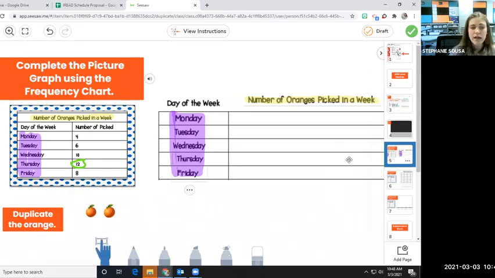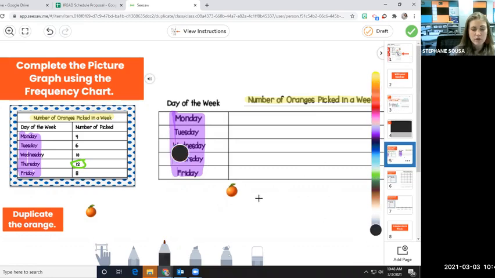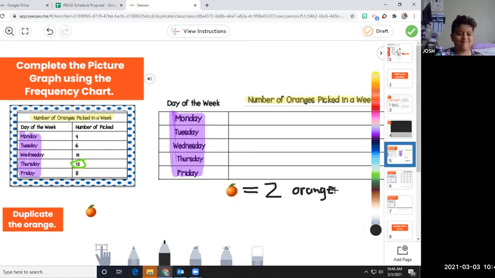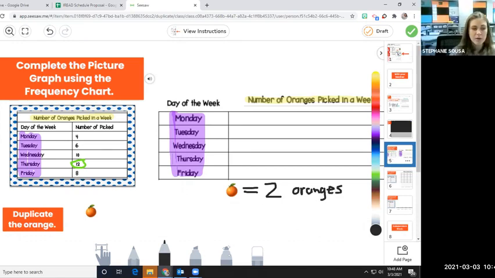So let's create our scale. Drag one of these oranges, please, and we've got to tell our graph reader how many this orange is worth. So this orange is worth 2 purple unicorns flying through space. 2 what, Josh? Oranges. That's why the picture's of an orange. Look at that, it makes sense. 2 oranges.